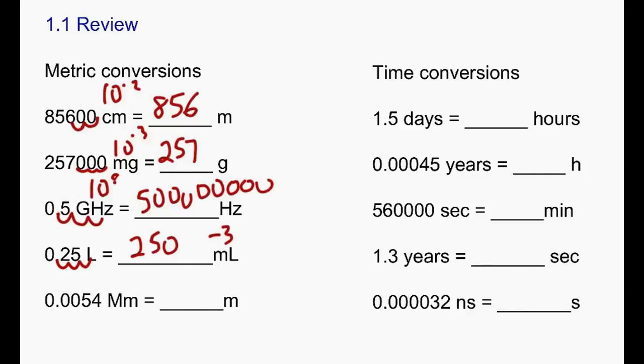Okay, and let's do one more. 0.0054 megameters to meters. Mega is to the 6. So that means we're going to move it to the right 6 spots. There's 4 digits, so we'd have to add on 2 more zeros. So 5,400 meters. Okay, so we'll do a few more.